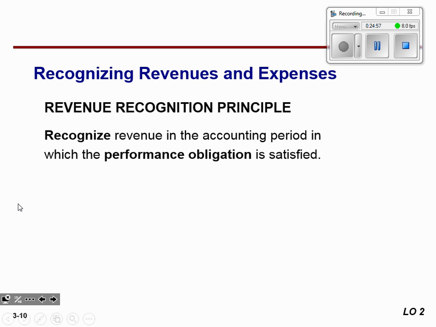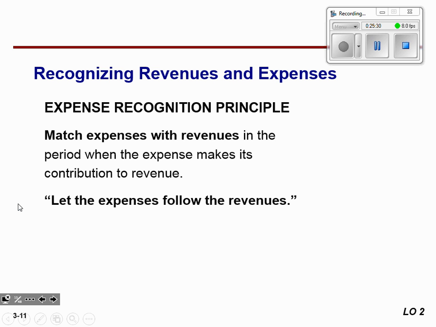The revenue recognition principle, which you should probably have in your notes, recognizes revenue in the accounting period in which the performance obligation is satisfied. So when we earned the revenue, whether the payment was there or not, this is very much under the accrual basis accounting umbrella. The revenue recognition principle recognizes when we earn the money, when we did our work, whether the money was there or not.